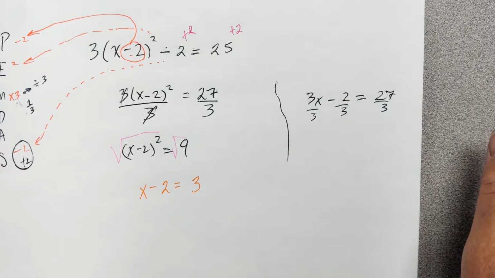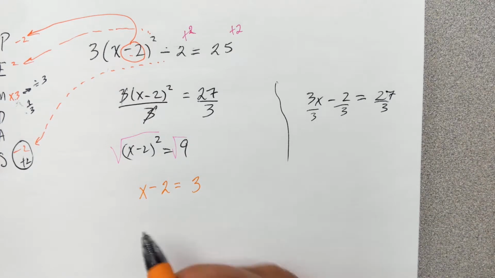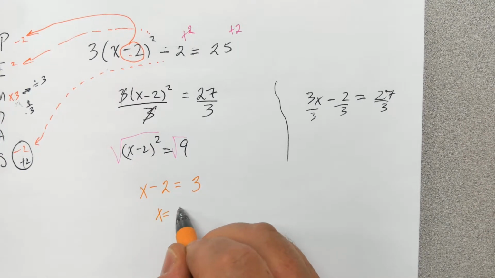Good? Somewhat? Hey, what minus 2 is 3? You had some money. You forgot how much money you had. You spent $2. You got $3 left. How much did you have? $5. That's $5.